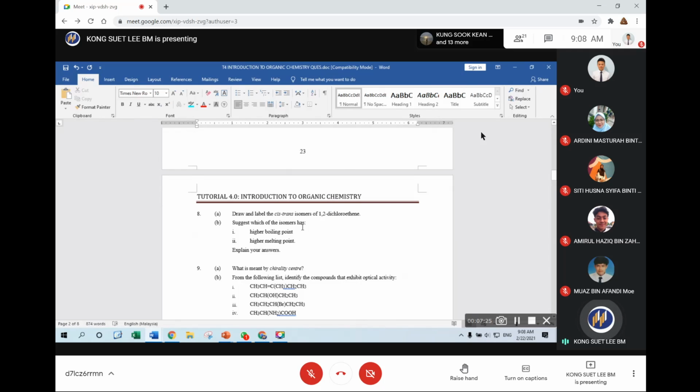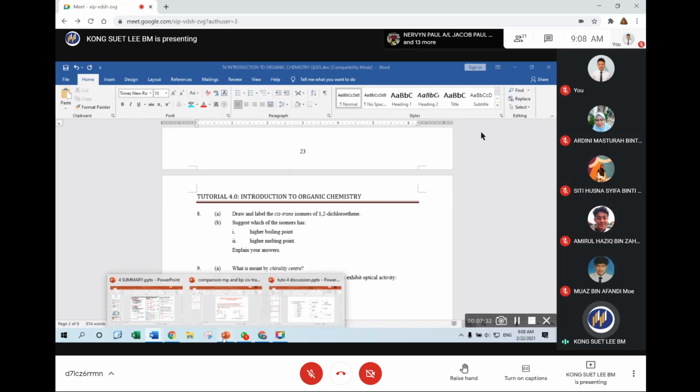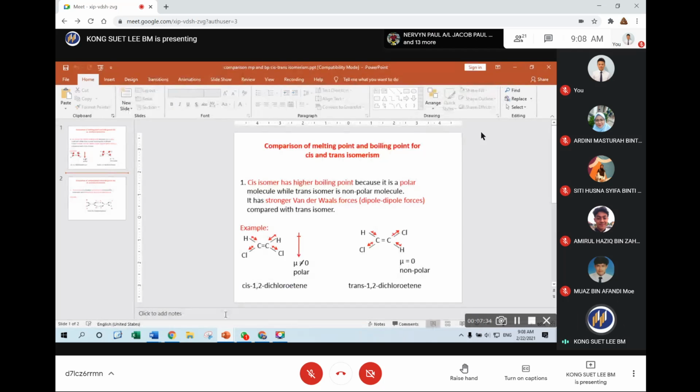Suggest which of the isomers has higher boiling point or higher melting point. Meaning this one is related to cis and trans. If you refer to my video, I did explain about this. Okay, you can check. So this is the answer for comparison of melting point and boiling point for cis and trans. So cis has higher boiling point, due to its polarity. Of course, trans is non-polar. The polar compound has stronger van der Waals forces, meaning the dipole-dipole forces. That's why it has higher boiling point.